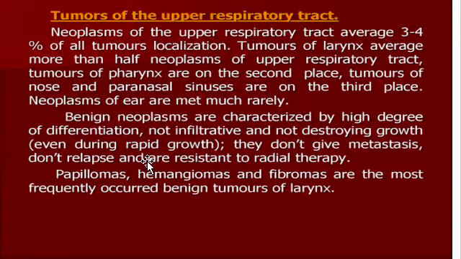About the tumors of the upper respiratory tract, the neoplasms of the upper respiratory tract average 3–4% of all tumors localization. The tumors of the larynx average more than half of neoplasms of the upper respiratory tract. Tumors of the pharynx are in second place. Tumors of the nose and paranasal sinuses are in third place. Neoplasms of the ear are met much more rarely.